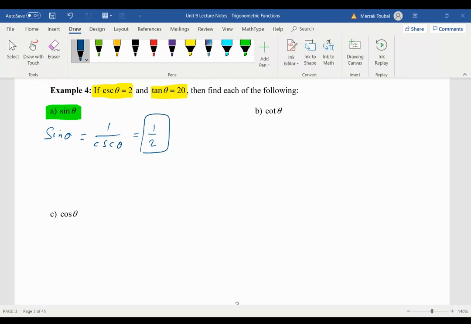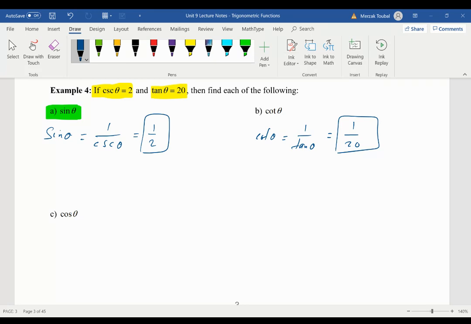What do we know about cotangent? Cotangent is a reciprocal of tangent. So cotangent theta equals 1 over tangent of theta. And what is tangent of theta? Tangent of theta is 20, so 1 over 20. Now we get to cosine. What is cosine? Cosine is a reciprocal of secant, but we don't have secant. But we have something else. We have tangent, we have sine, and we have cotangent. So with those, we can do something about it.